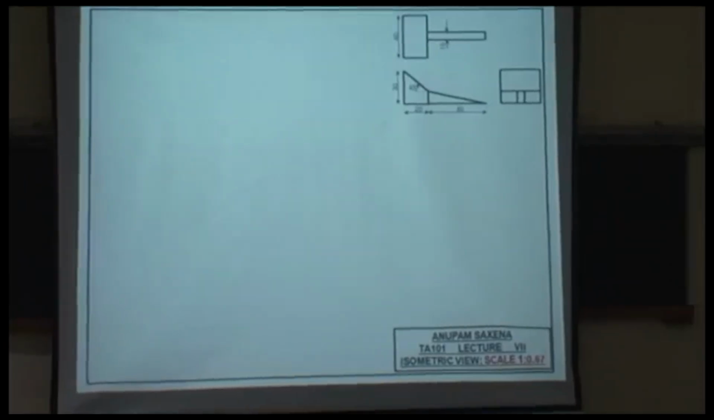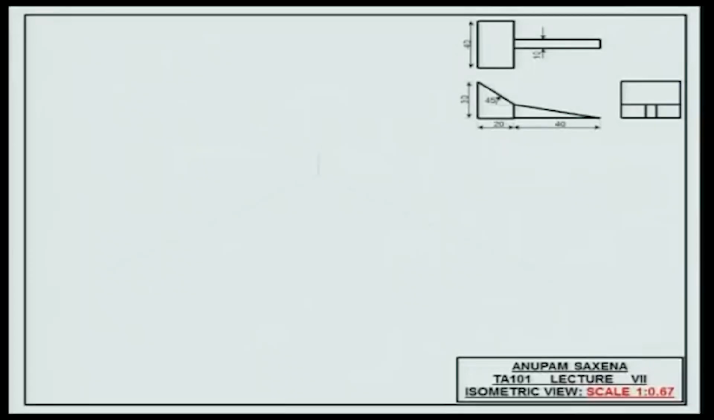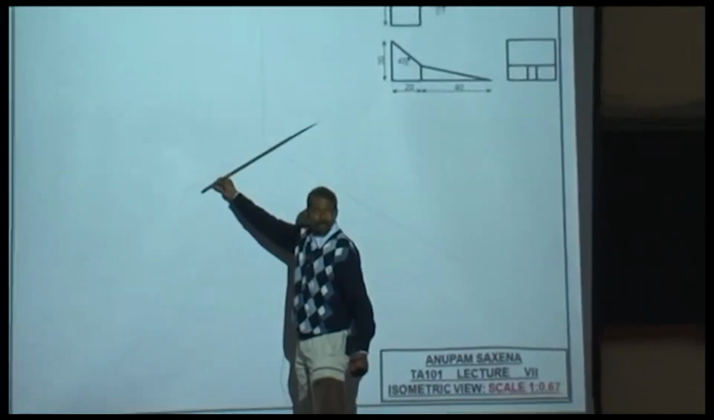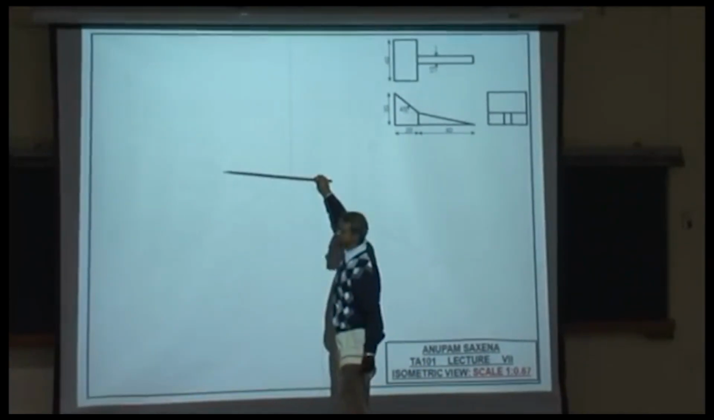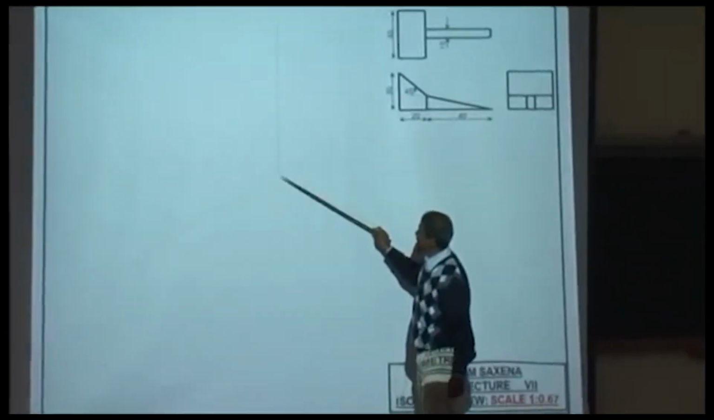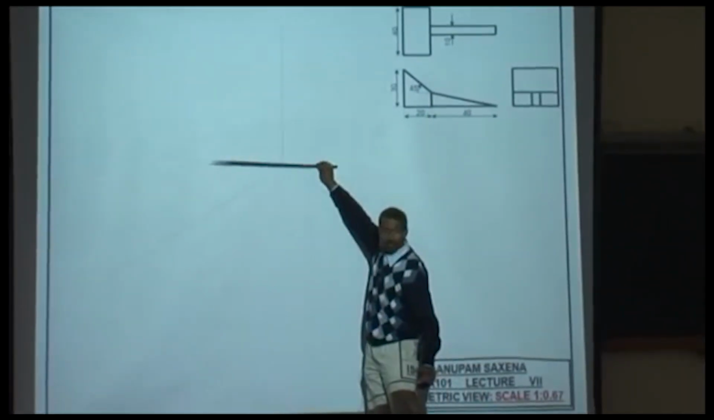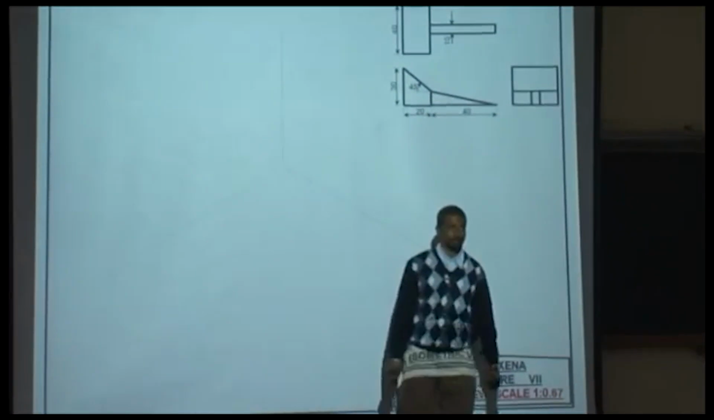Okay, I'm drawing x, y, and z the other way around now. This is my x direction, which is still at 30 degrees to the horizontal. My y direction, which is still at 30 degrees to the horizontal, and z direction is vertical.